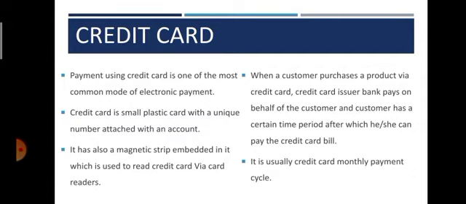Then what happens? The customer has a certain time period after which he or she can pay the credit card bill. Now how does the customer have to pay the bill? That means when the bank is paying on your behalf, then after a certain time period you have to pay the amount. For example, you are purchasing in a mall and you have to pay 5,000 rupees. When you swipe your credit card, 5,000 rupees is paid by your bank to the merchant.